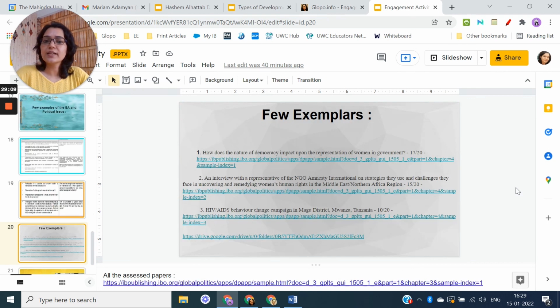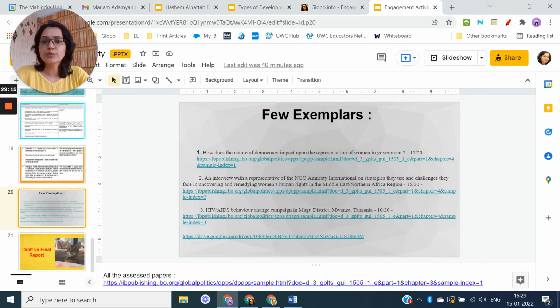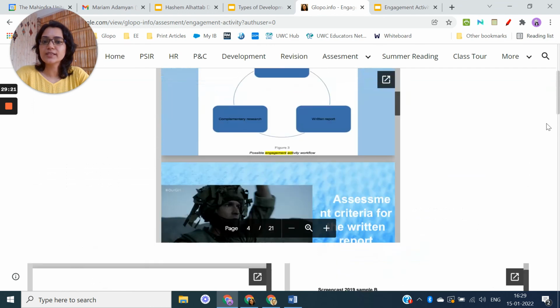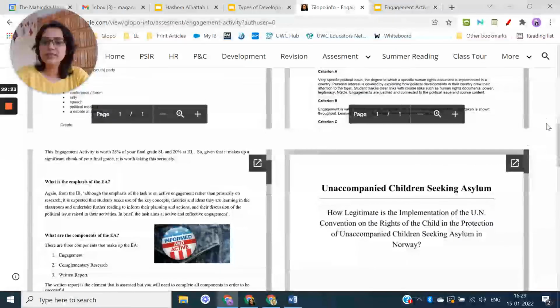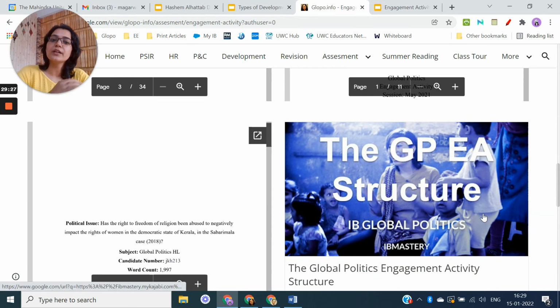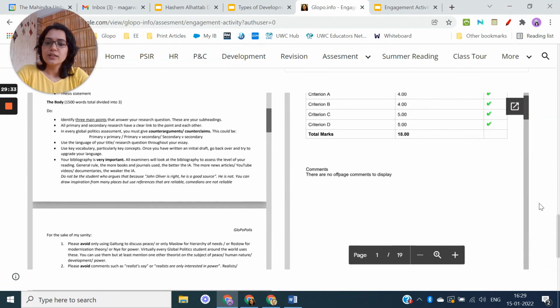This is another example, a few exemplars. You can have a look. This is for my school. Your school may have a different approach. Now this is where you will find it on the site. So these are a few of the samples which I have pasted over here, and a few good sites which I also referred to when I was making this one. So you may use this.